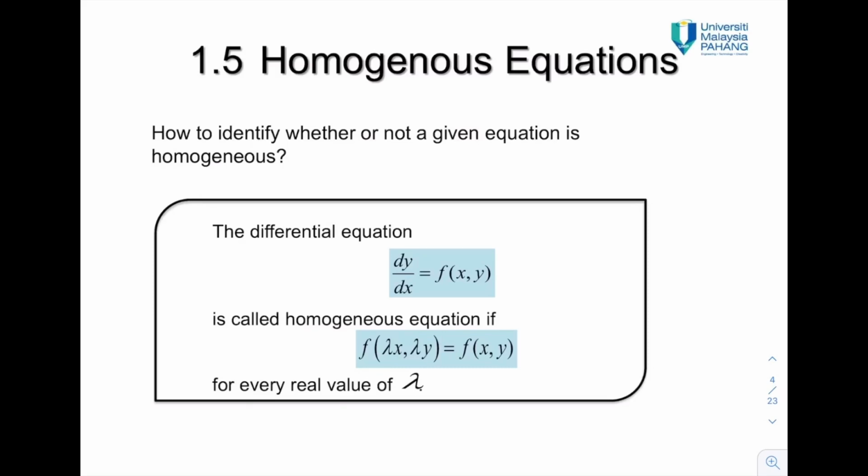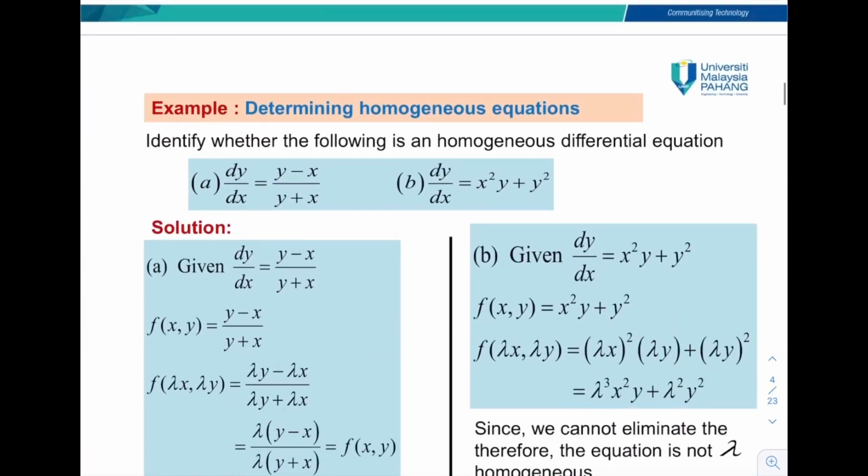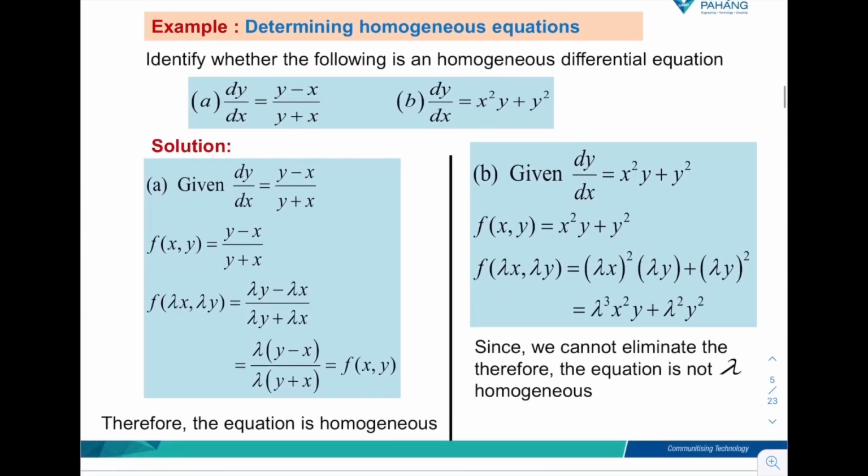Okay, we start with the differential equation dy/dx, which we assume as f of x, y. f of x, y can be any function involving these two variables, x and y. It is called a homogeneous equation if f of lambda x, lambda y equals f of x, y for every real value of lambda. Okay, so now we go to the example. Identify whether the following is a homogeneous differential equation.